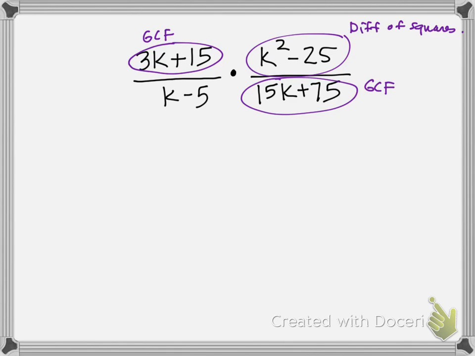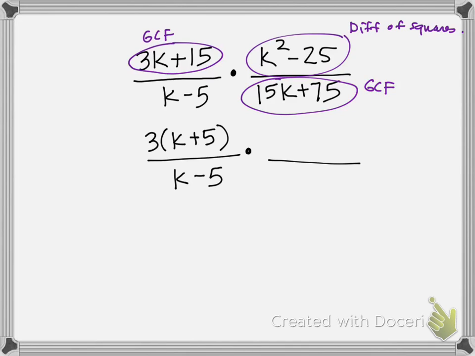So I'm going to rewrite my original expression here. For 3k plus 15, 3 divides both of those. So 3 is going to go on the outside, and I would have k plus 5 left over. And then the denominator, k minus 5, that can't be factored, so we're leaving that as is.